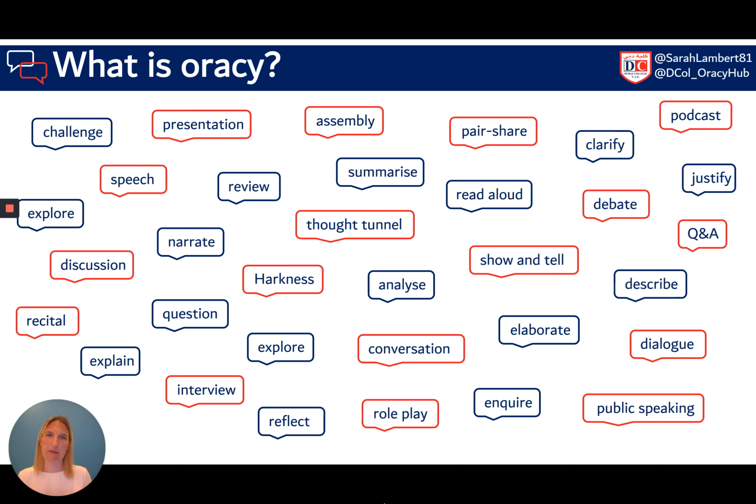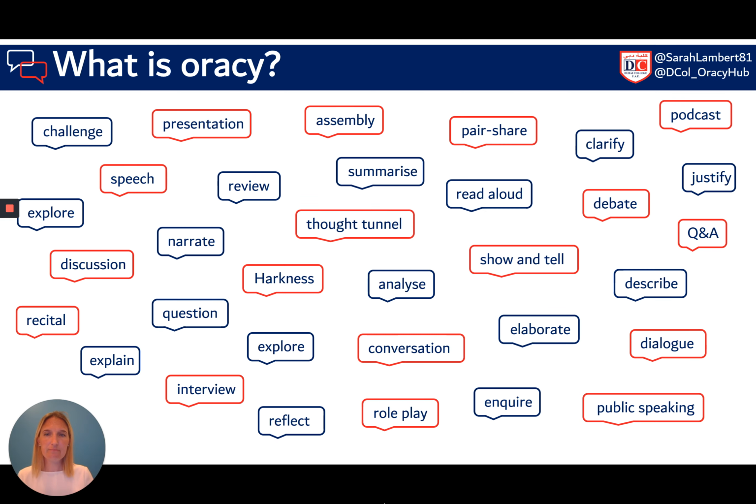The blue speech bubbles are the content of talk. So if I were listening in on a discussion amongst my year 12s, I would hopefully hear them explain, question, reflect, elaborate, clarify, justify maybe. So the blue terms are the skills, I suppose, that you want your students to develop whilst they are doing the tasks in red.